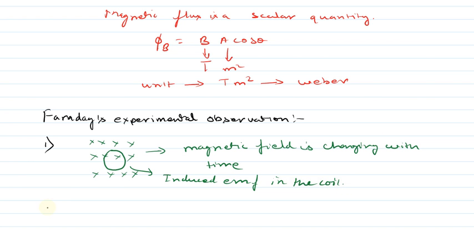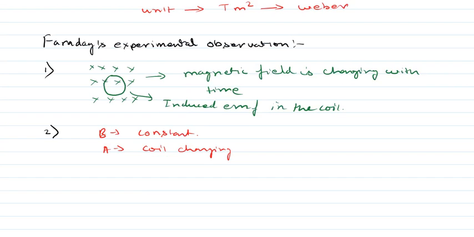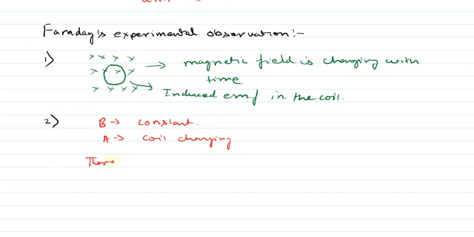And the second observation was, if there is a constant magnetic field, and the area of the coil is changing, then there will also be an induced EMF in the coil.